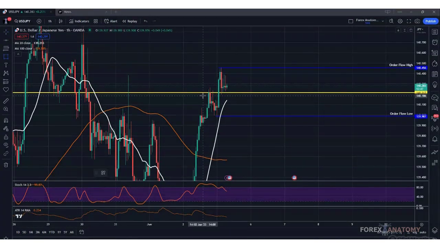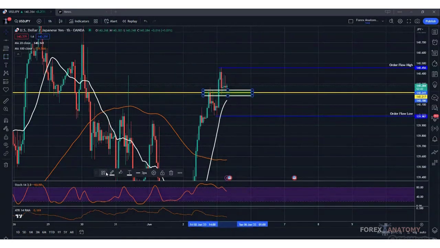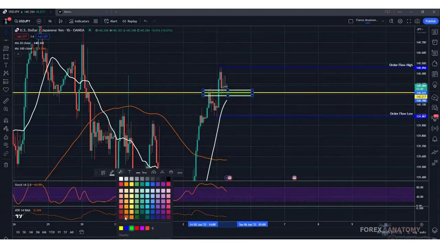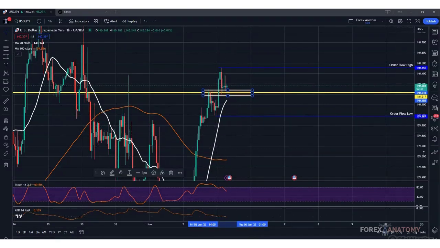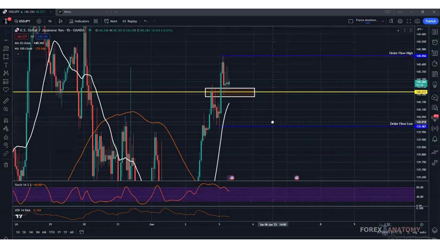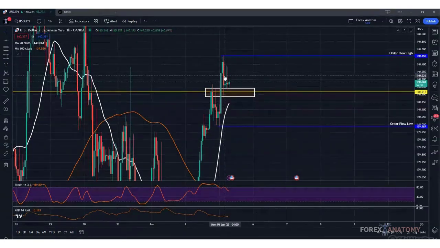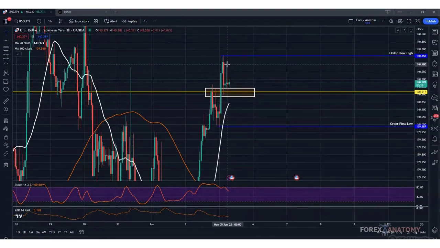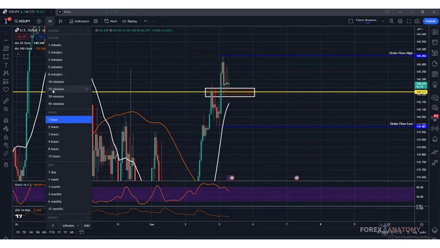So then we're going to say, okay, this is 1 hour support. We won't consider this demand. But this is 1 hour structure support. And we can see that price corrected into the zone, pushed up a little bit, and then we get another move lower. So let's see if this is indicative of what we typically see of a 3-wave pullback. Let me just see. So let's drop down to the 15-minute.